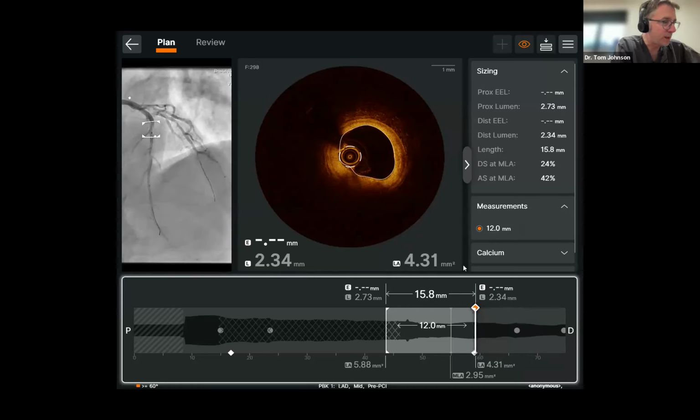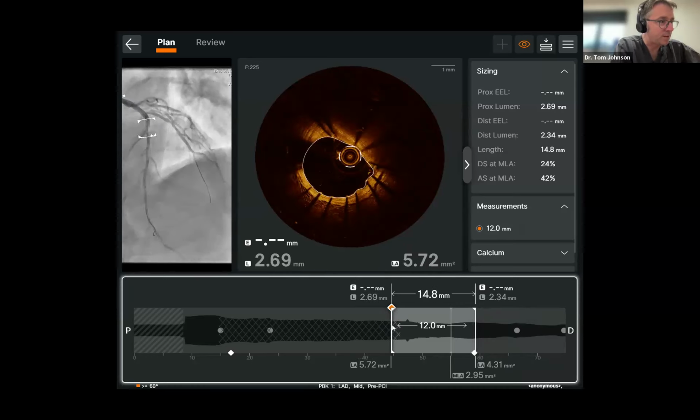So you're looking at 15, 16 millimeters of stent that you'd want to cover that area with. So I'd take a 2.75. I'd go somewhere between the luminal and the external elastic membrane measurement.